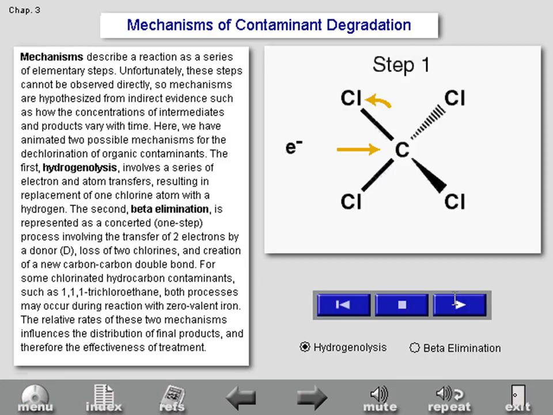Dechlorination is one of the most important contamination degradation reactions, and this reaction accounts for most of the beneficial effects of iron when used to treat contaminated groundwater. The primary mechanisms by which dechlorination can occur are illustrated by these two animations.